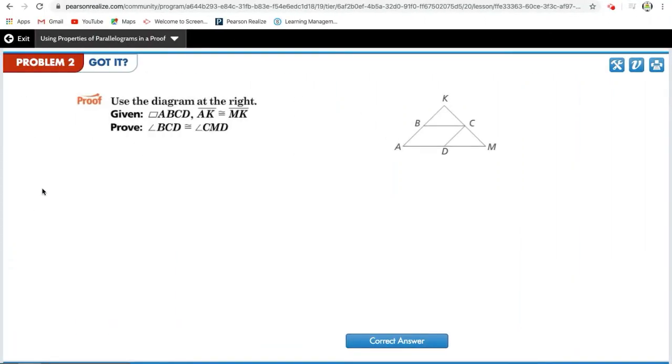Okay, let's answer Got It 2. Use the diagram at the right. Given parallelogram ABCD and AK is congruent to MK, we need to prove that angle BCD is congruent to angle CMD. Now refer to our figure. So this is parallelogram ABCD. You know that a parallelogram has its properties. And then side AK is congruent to side MK. Now, we will always start our proof with the given.